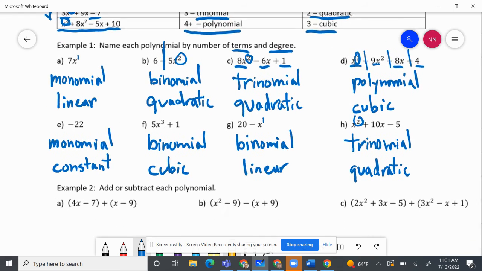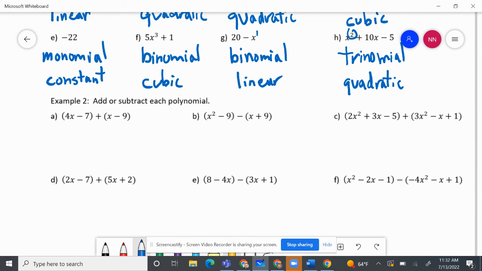Now, for example 2, what we're going to be doing is adding and subtracting the polynomials. We're going to be adding and subtracting the like terms. So for the first one, we have 4x and x, and that would be 5x. Then what we have is -7 and -9, and that would be -16. For the next one, we have an x squared. There's no other x squared, so we're just going to bring the x squared down.